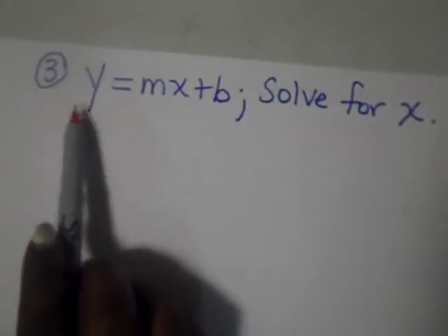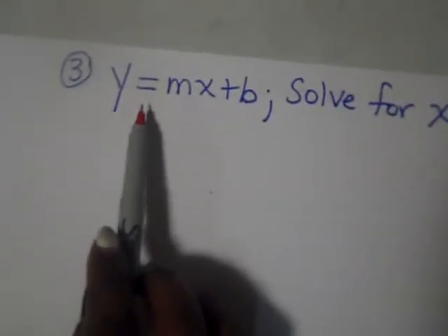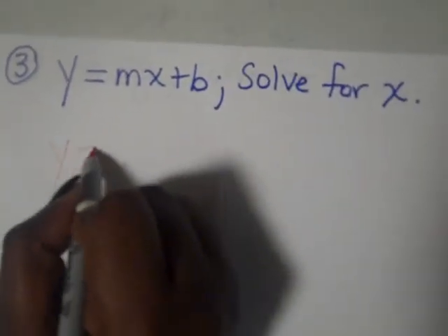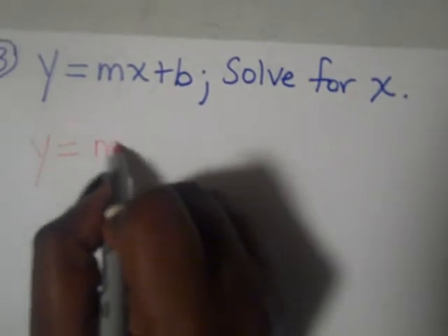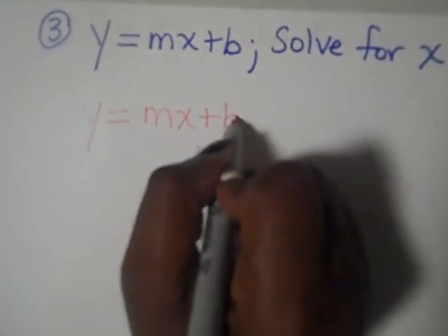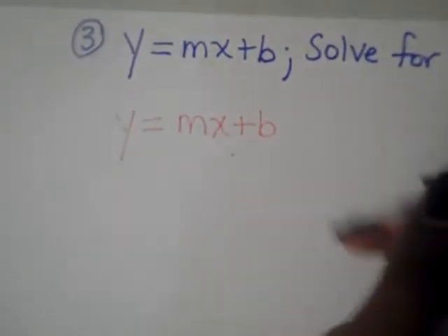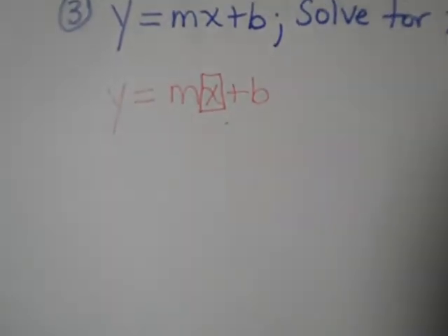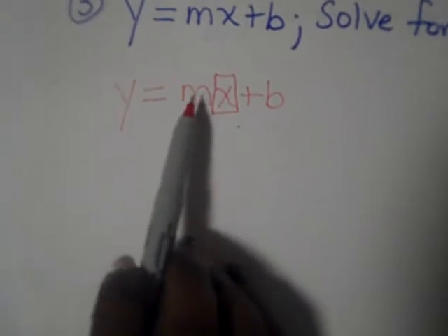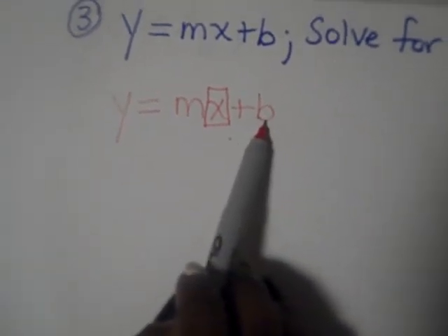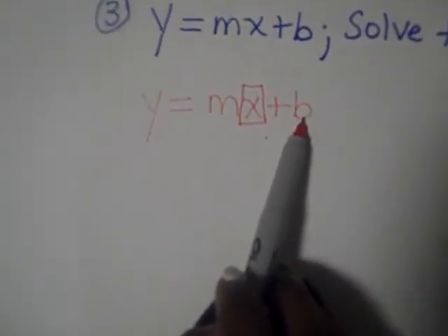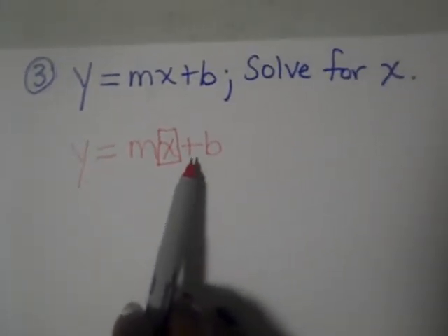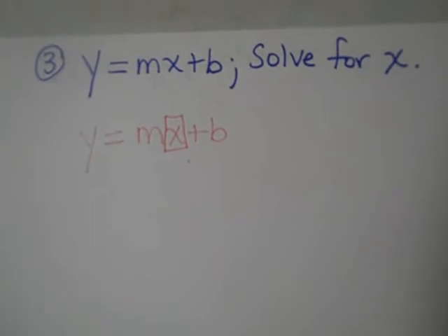Problem number 3. Y equals, please excuse the noise in the background. Y equals mx plus b. Solve for x. That means we want x by itself. So we will have to move the m and the b. Remember our rules when we're solving for variables. You always do your addition or subtraction first, and then you will do your multiplication and division.